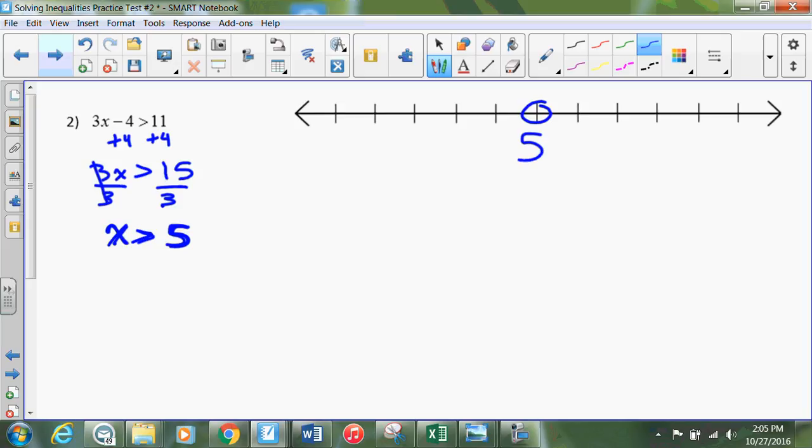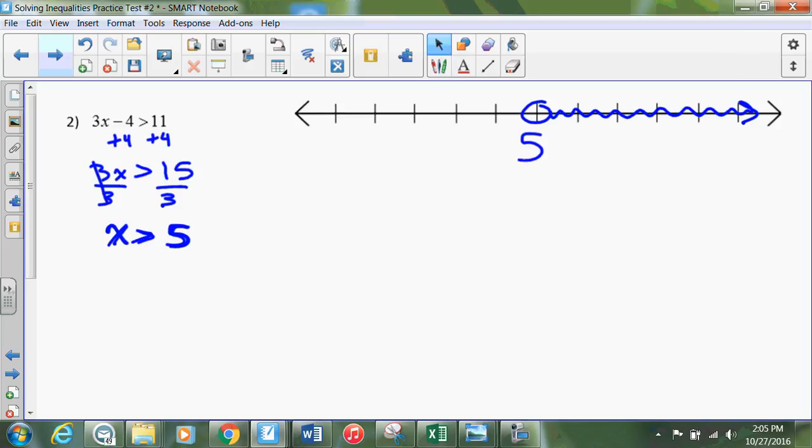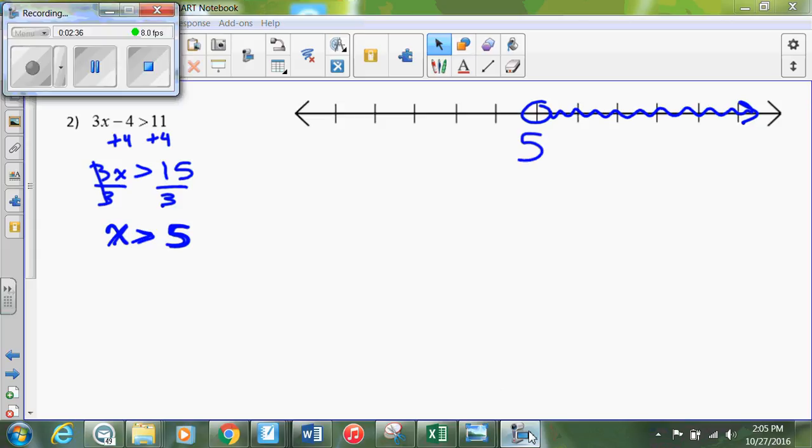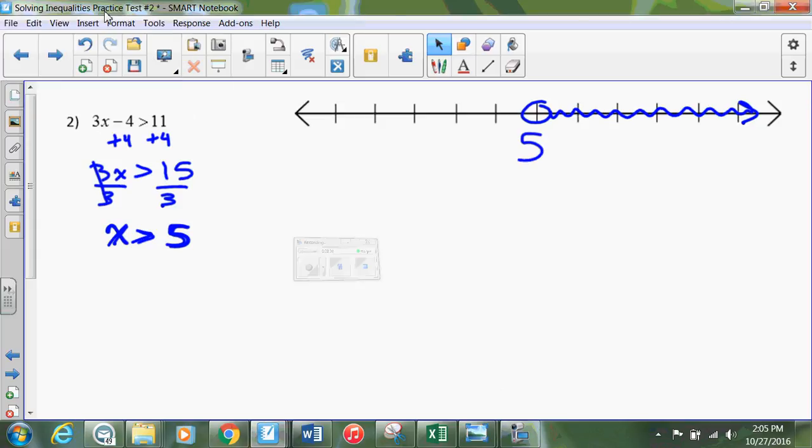I think about the numbers that are greater than 5, and those are numbers like 6 and 7 and 8, all the numbers on this side. Once again, all the solutions are greater than 5, and that's why there's not a filled in circle, because 5 is not part of the solution.